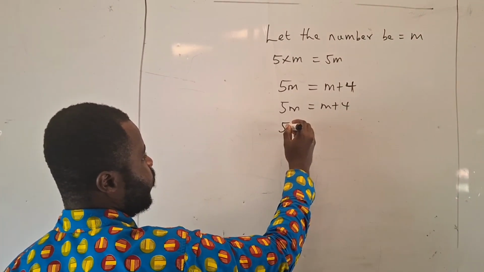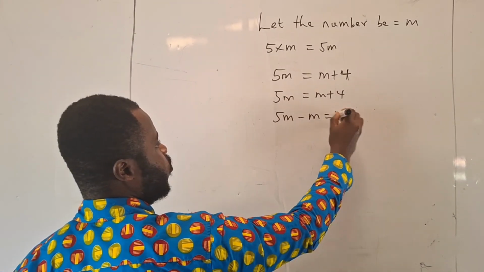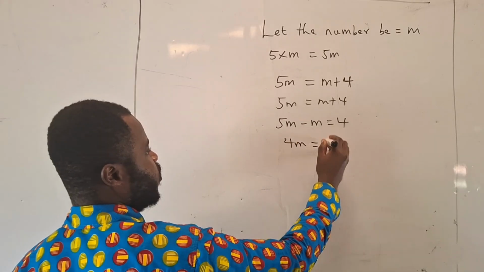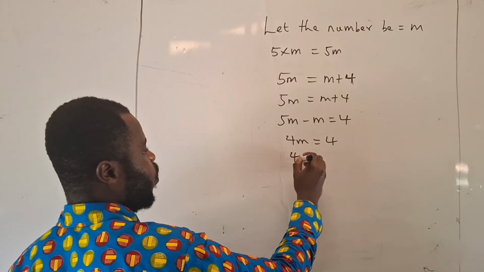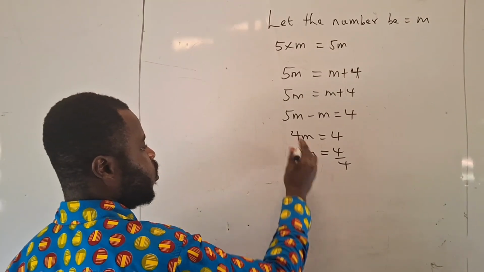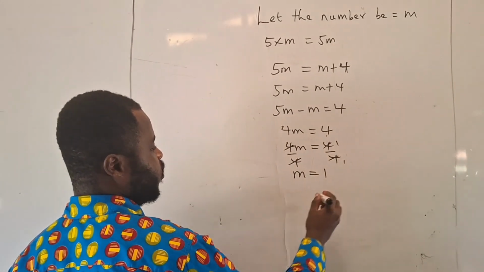So we have 5m, then the 4 coming here will be minus m is equal to 4. So 5m minus 1m will give you 4m is equal to 4. So we all know in an equation, you divide here by 4. So 4 divided by itself is 1, we get m. 4 divided by itself is 1. 1 divided by 1 is 1.